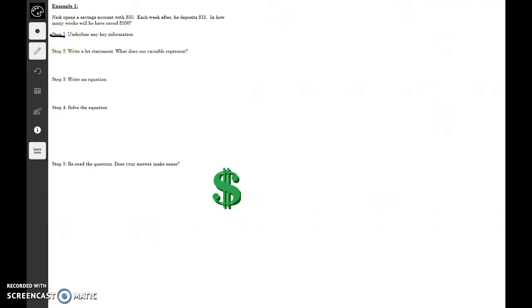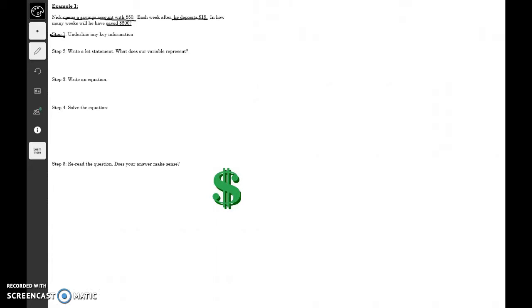Underline any key information. So when we read through this, it says Nick opens a savings account with $50, okay? All right, he opens a savings account with $50. Then it says each week after, he deposits $15. That's important information. So in how many weeks will he have saved? So we want to know what he saves total, $500. So what we've done here is we've taken out a lot of the wordage and we've identified what the important parts of this question are asking.